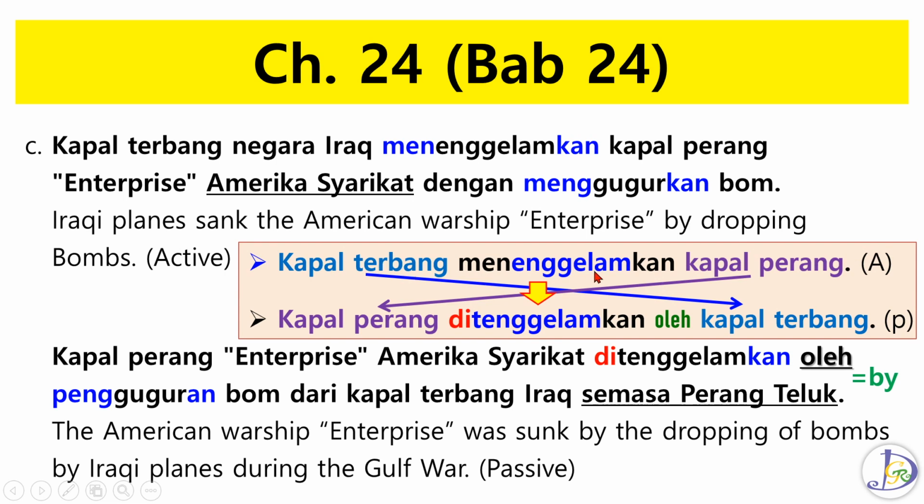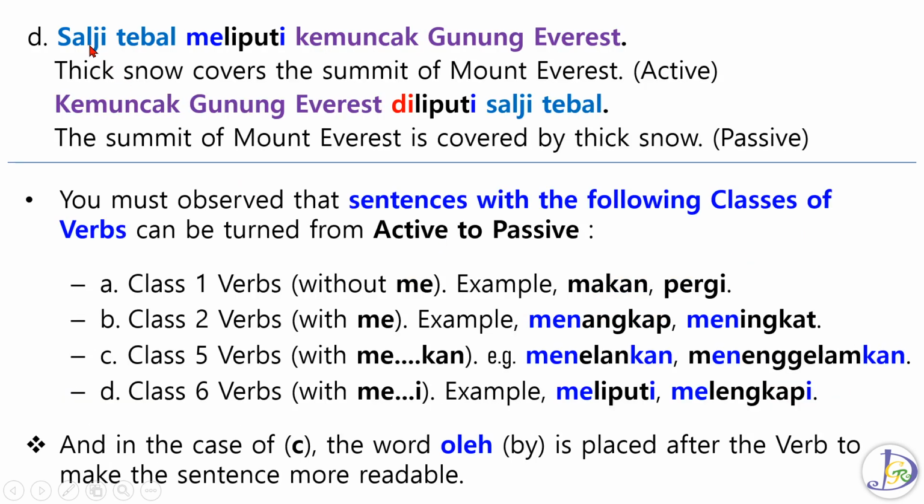Kapal terbang menenggelamkan kapal perang, active. Planes sunk the warship. The warship has been sunk by the planes. D. Salji tebal meliputi kemuncak Gunung Everest. Thick snow covers the summit of Mount Everest. Active. Passive. Kemuncak Gunung Everest diliputi salji tebal. The summit of Mount Everest is covered by thick snow.